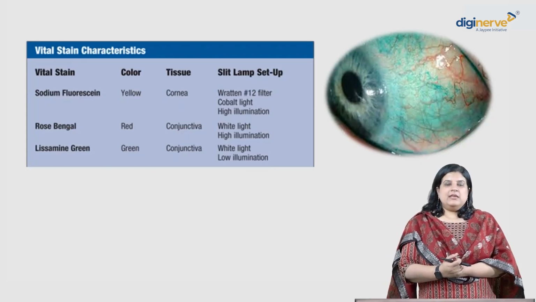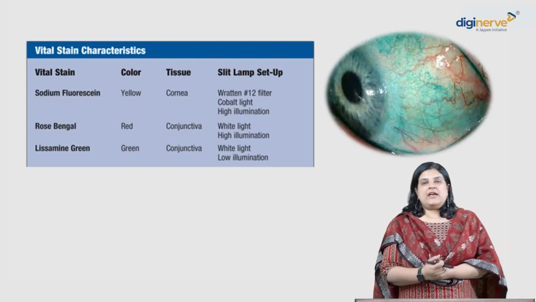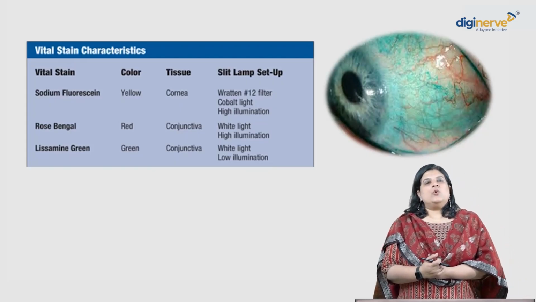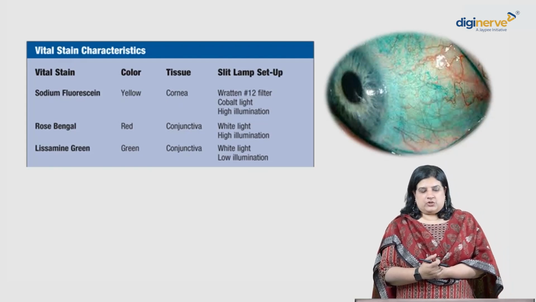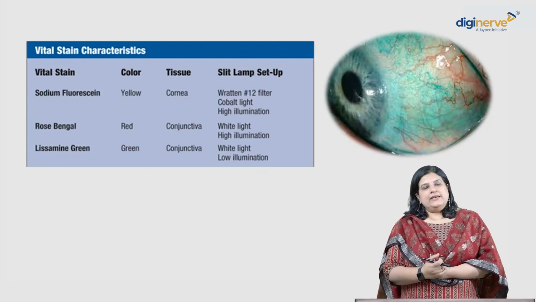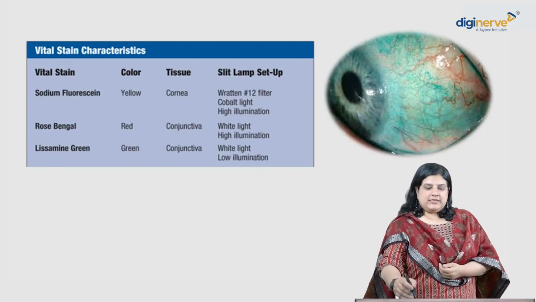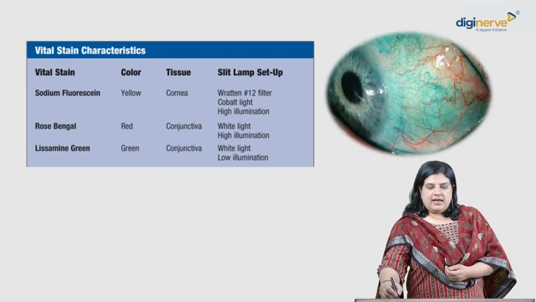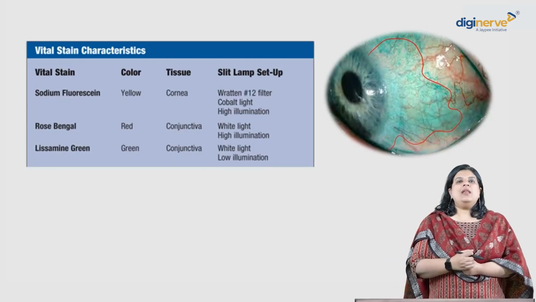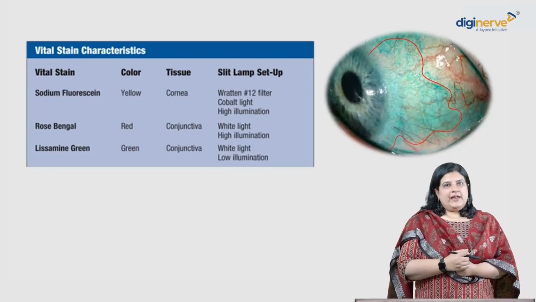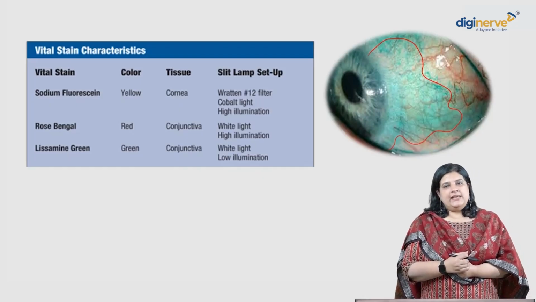Now, Lissamine green has a very characteristic feature of staining the conjunctiva, and it gives us quite significant clinical clues to the health of the conjunctival tissue. Lissamine green needs to be visualized under white light and low illumination, as you can see here. So this area has been stained green because of this Lissamine green. Rose bengal, as the name suggests, roses are red, is red in color. It is visualized under white light and high illumination.